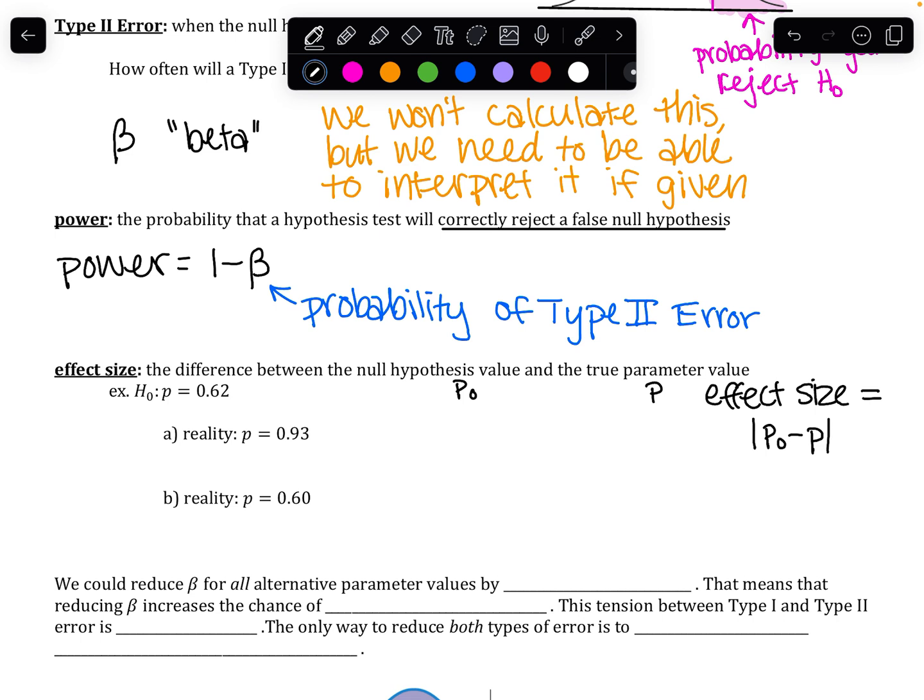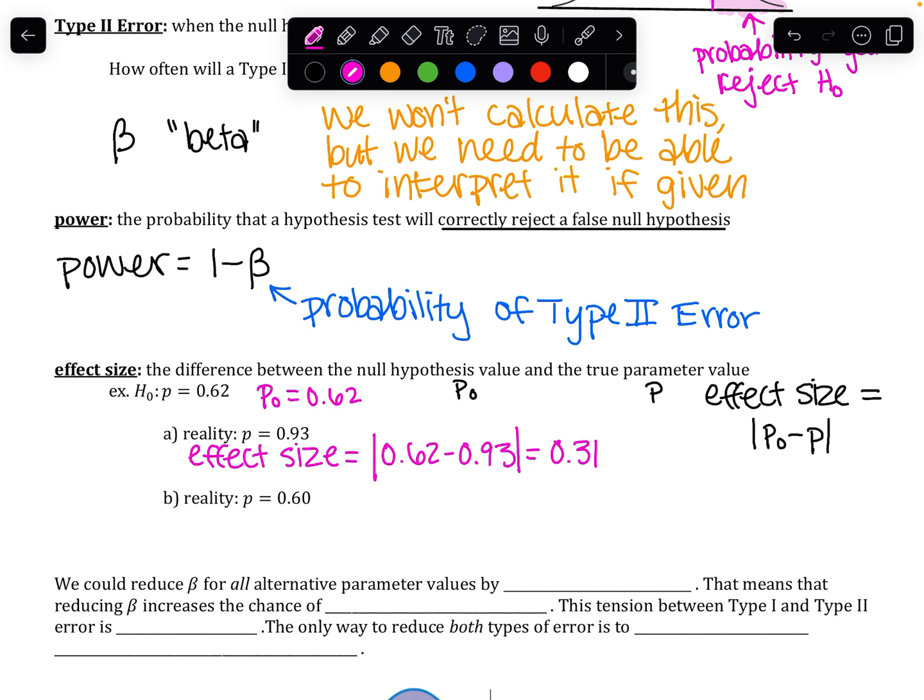So, for example, let's say our null hypothesis is that the true proportion is 0.62. We're saying P naught is 0.62. What if we find out in reality P is 0.93? What if that's the truth? Our effect size would be equal to the absolute value of 0.62 minus 0.93, which is 0.31. Those are pretty far apart from each other, so it's going to be pretty likely that we figure out that our number that we had assumed was incorrect.